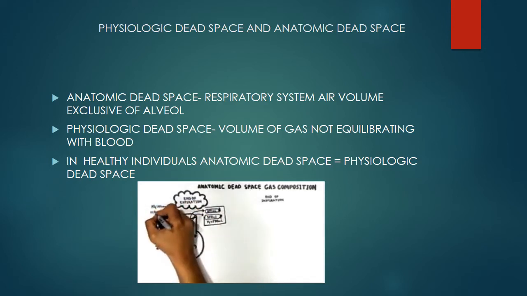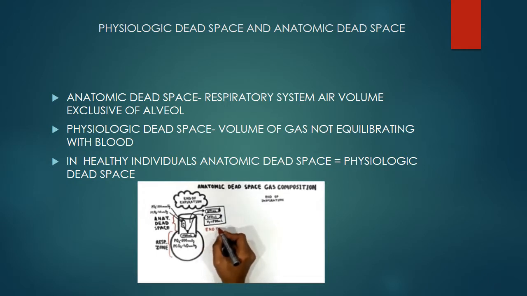And carbon dioxide is 40 millimeters of mercury. Again, the same as in a respiratory zone. It is very high yield for the USMLE, please note this. This also means that a sample of expired gas taken near the end of expiration is representative of the respiratory zone and is called end tidal air. Remember it because later we will talk about it. End tidal air.